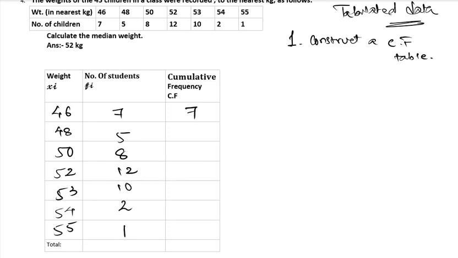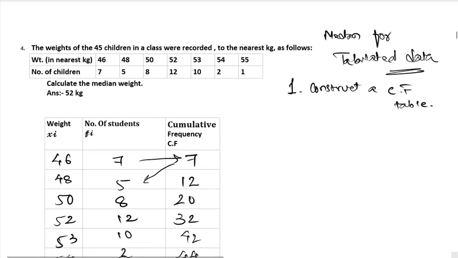7. This 7 will directly go over here. Now 7 plus 5. This 7 will add with this 5, and here it will be 12. 12 plus 8, 20. 20 plus 12, 32. Plus 10, 42. Plus 2, 44. Plus 1, 45. Right? See the question: the weight of 45 children.